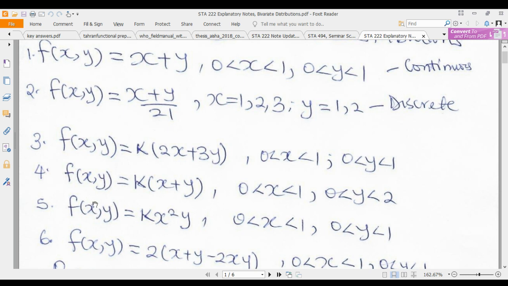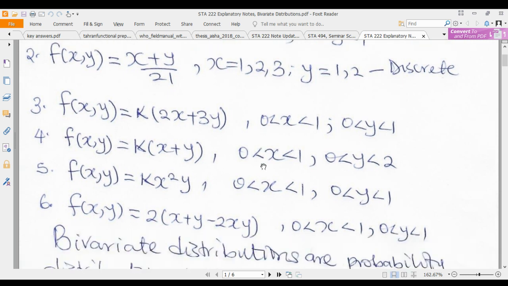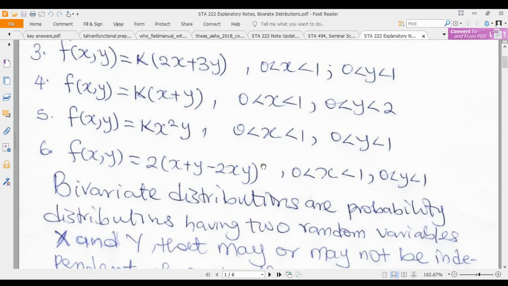Looking at number 3, 4, 5, the k is a constant and it can be computed when we integrate over the double range, the range of x, the range of y. You integrate this f of xy and equate it to 1 because it is a probability density function, a joint probability density function. So the double integral over the range of x and y will be equal to 1. When you do this computation, you'll be able to isolate and get the value of k for which f of x comma y will be a true probability density function.